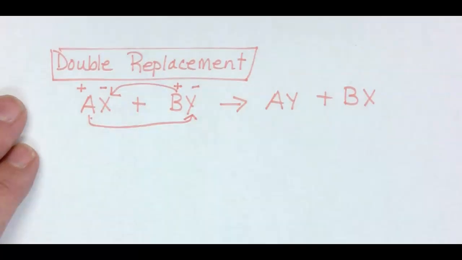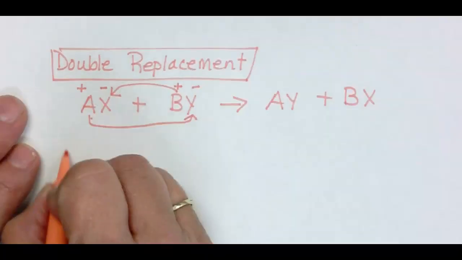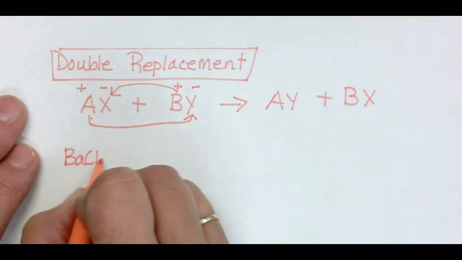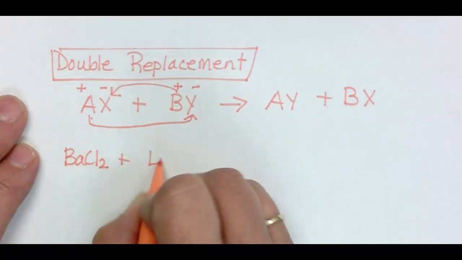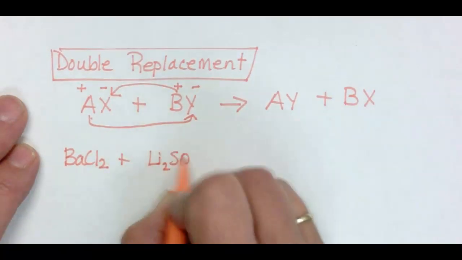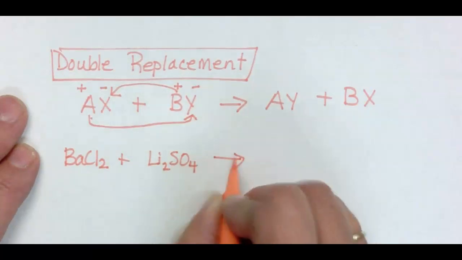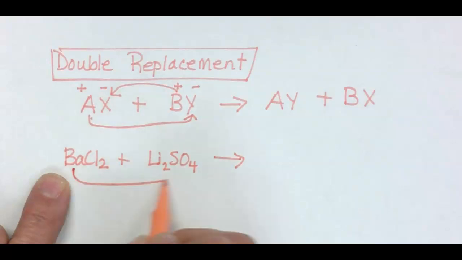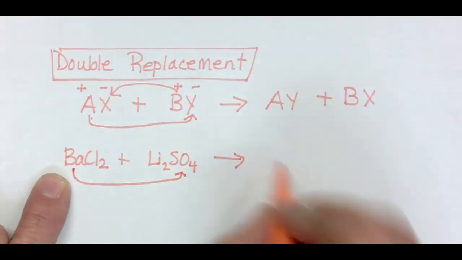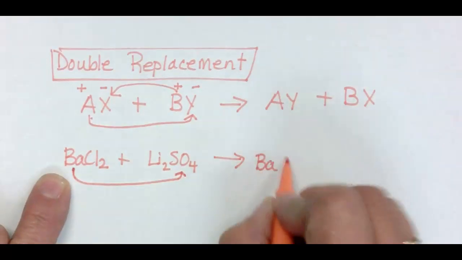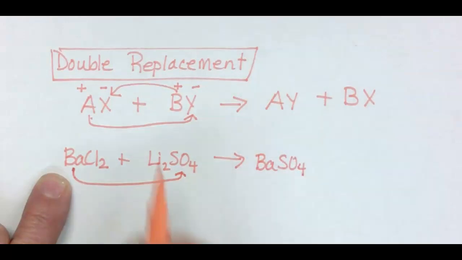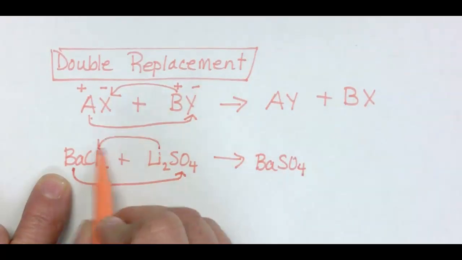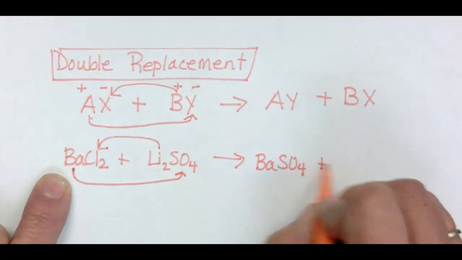So here's an example of that one. If I had barium chloride and lithium sulfate, then what happens again is this barium, which is my positive, is going to come over and attach to my sulfate, which is my negative. And again, my lithium will attach to my chlorine.